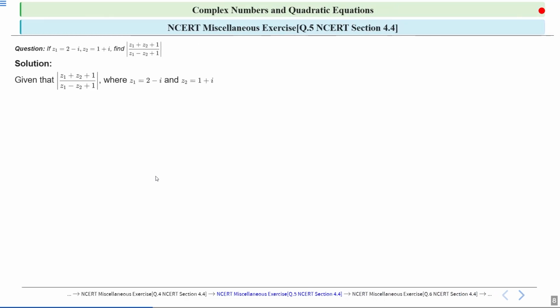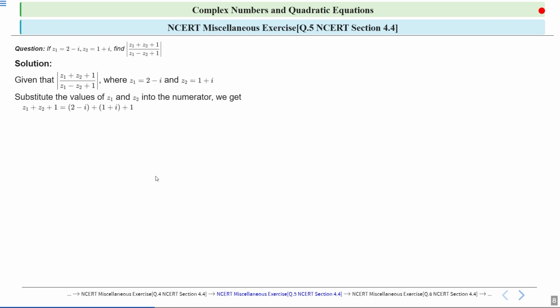So first, let's restate what we are being asked to solve. We need to find the modulus of (z1 + z2 + 1) divided by (z1 - z2 + 1), where z1 is 2 - i and z2 is 1 + i.